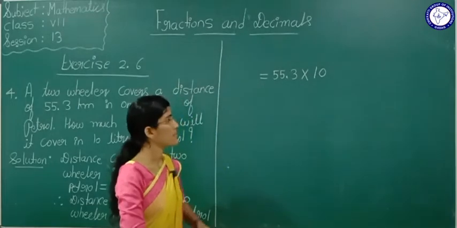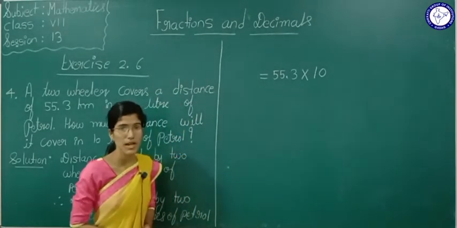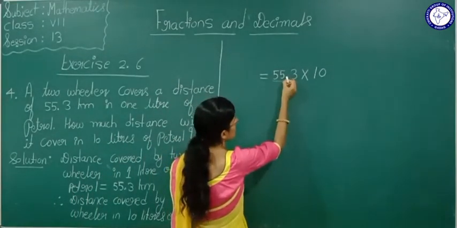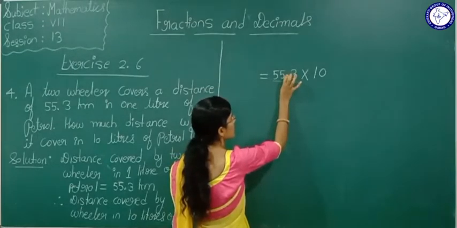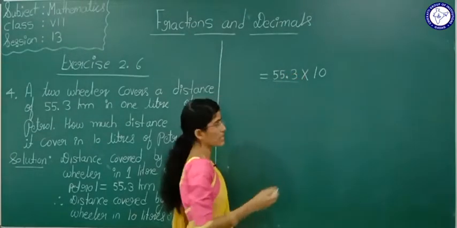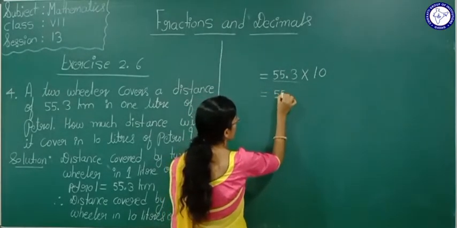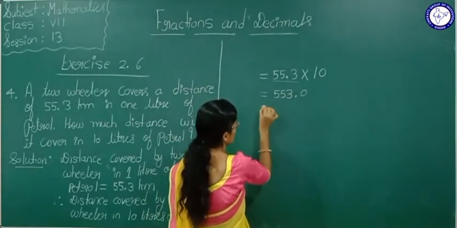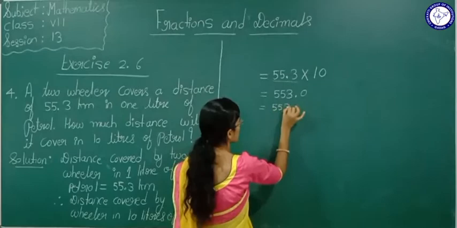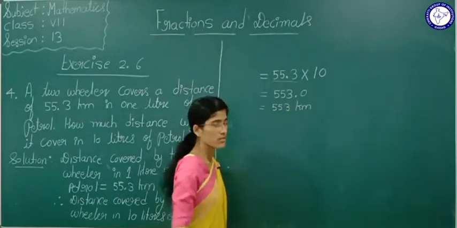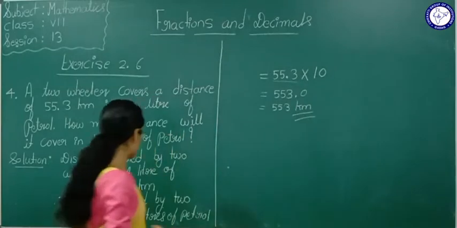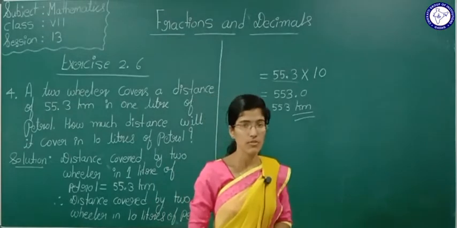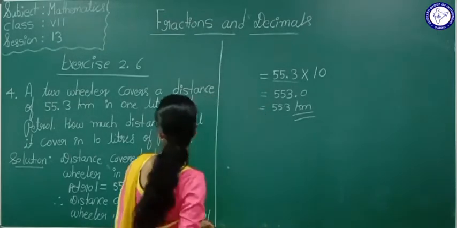Here I told you how to multiply a decimal number by 10. In this decimal number you just shift the decimal point to the right by one place. What will it become? 553.0. Yes or no? That is nothing but 553 kilometer. So the distance covered by the two-wheeler in 10 liters of petrol is nothing but 553 kilometer. So this is about the fourth one.